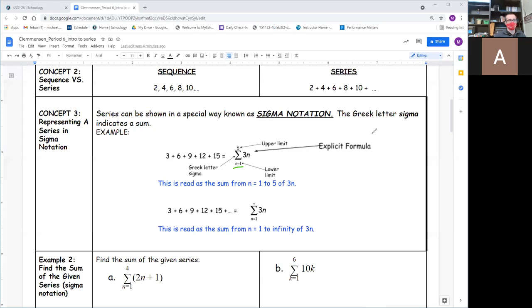Then we have our explicit formula. This is the same thing we went over last time. We also called this a rule. So that's the one where we went over a sub n equals my common difference d times n minus 1 plus a sub 1, all that type of stuff.